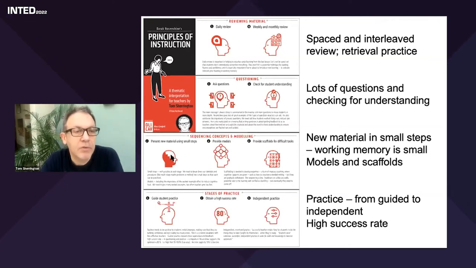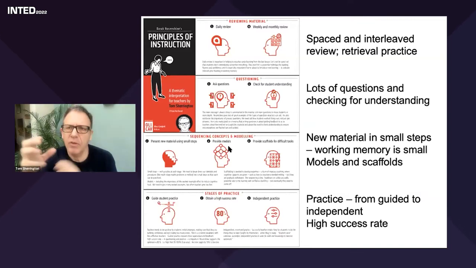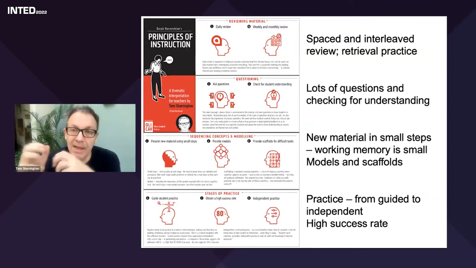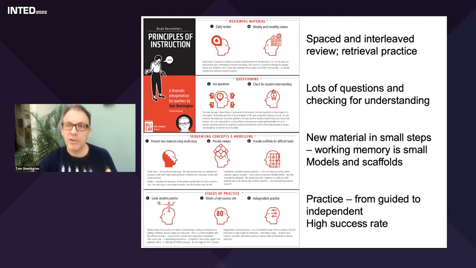These three things: sequencing concepts in small steps and modeling. So breaking ideas out into small steps, providing models and scaffolds, and finally practice. To get good at something, you need to do it again and again and again. Initially practicing it with guidance so that you're doing it right, and then gradually weaning off the guidance so you're doing it more and more independently.